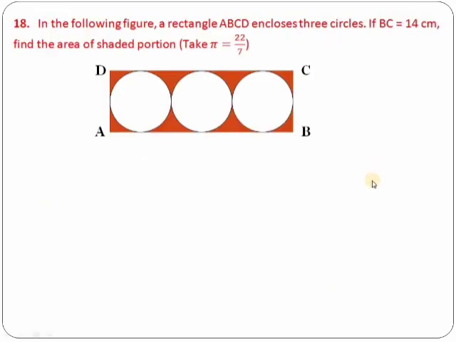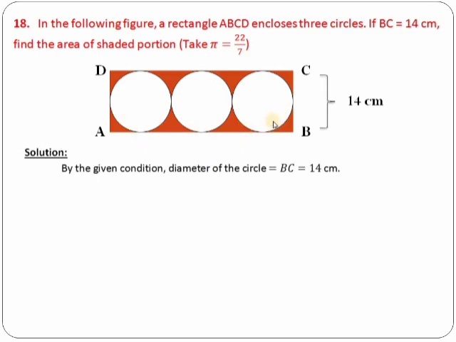So the last question says, in the following figure, a rectangle ABCD encloses 3 circles. So you see the rectangle ABCD encloses 3 circles. If BC is 14 centimeter, okay, so if BC is given to be 14 centimeter, find the area of the shaded portion. Okay, so remember this is given to be 14 centimeter. Let's see the solution. Now all of you know the area of the shaded region will be, right?